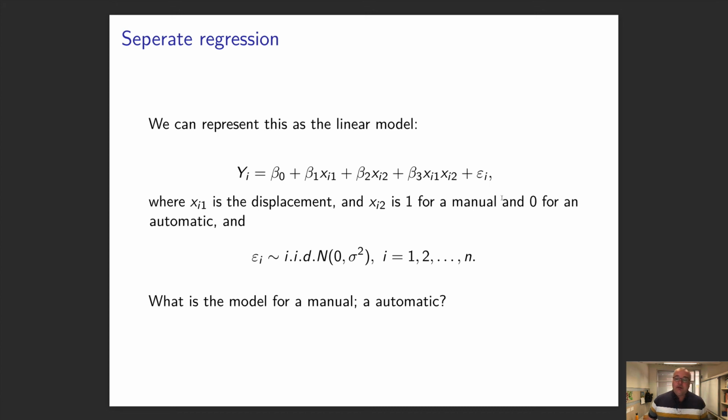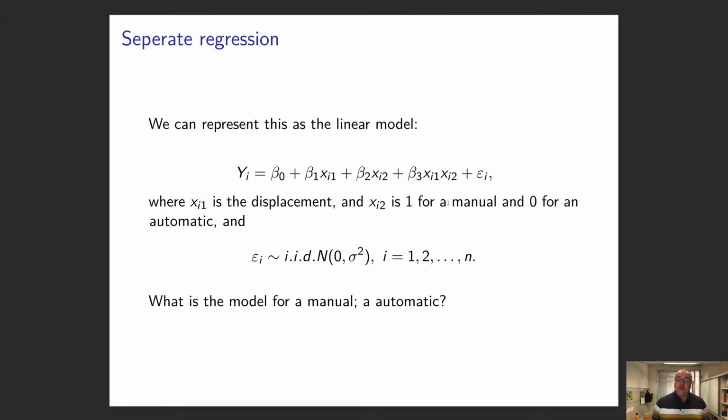So let's start with automatic. If you're automatic, you get a 0. So this is going to be 0, that term disappears. This will be some number times 0, that term will disappear. You will just get beta 0 plus beta 1 xi. You just get a linear regression. This is the intercept, this is the slope.